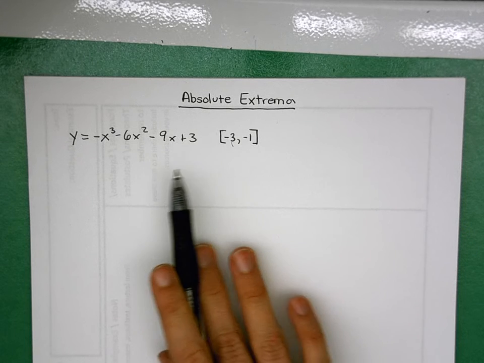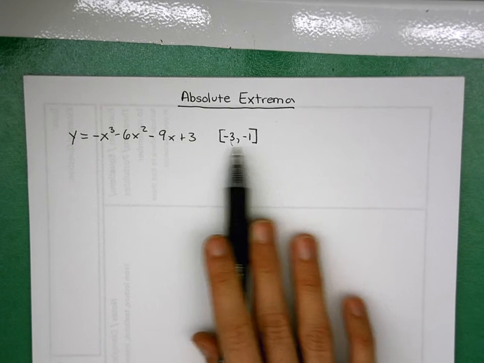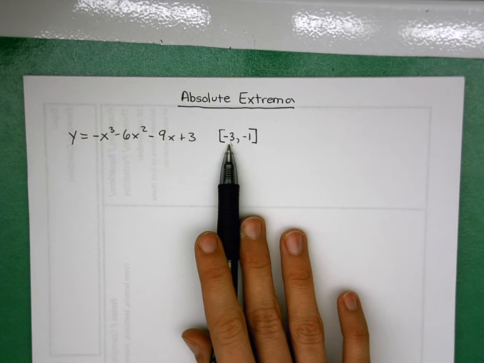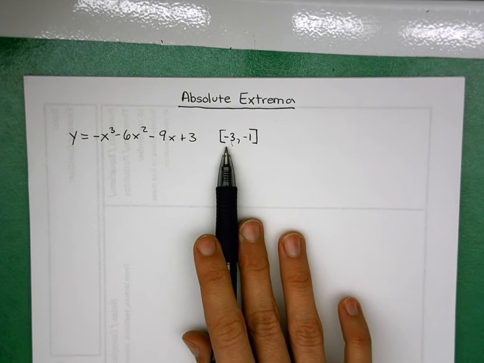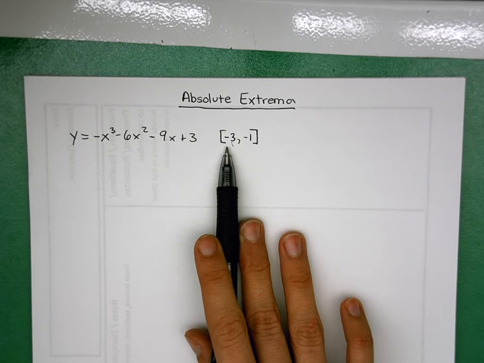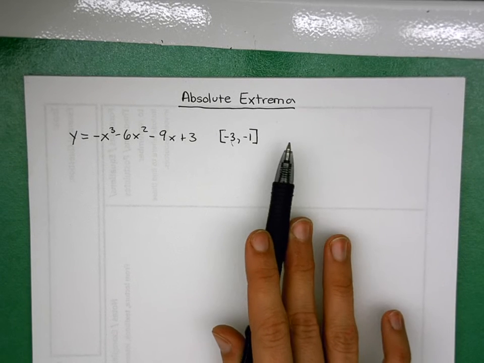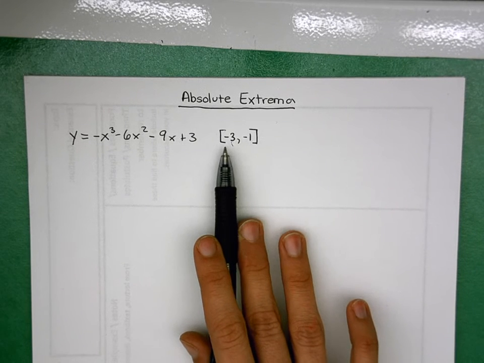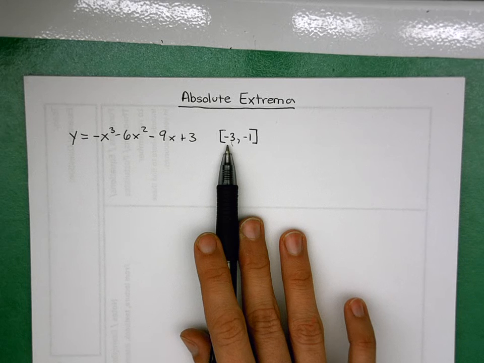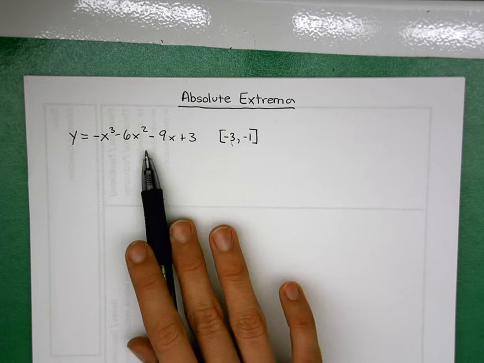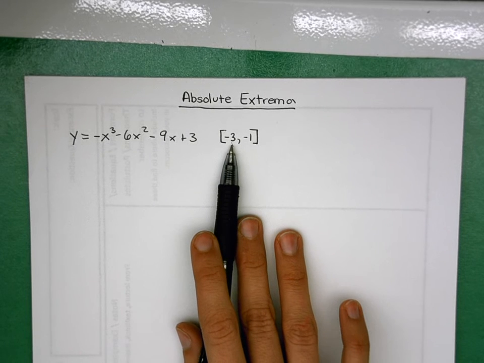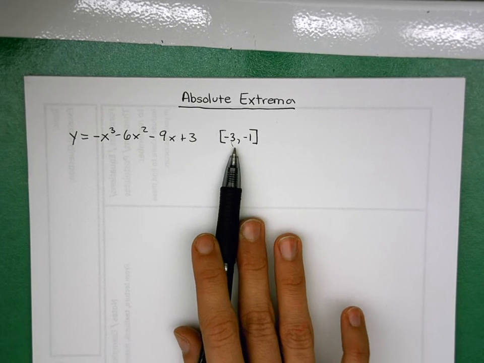If our graph, as it traversed this interval from negative 3 to negative 1, if it started here at x equals negative 3 and that point where my graph began was lower than all the subsequent points that came, whether or not those subsequent points were relative minimums, relative maximums, doesn't matter. If x equals negative 3 is the location of the lowest point of my graph, then that's going to be where my absolute minimum is, right? Absolute maximum is the highest point, absolute minimum is the lowest.